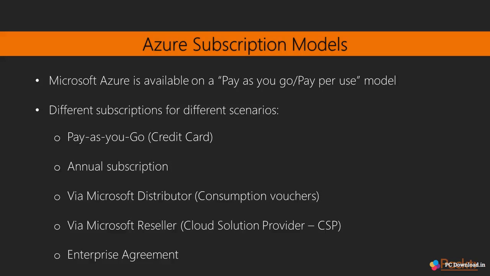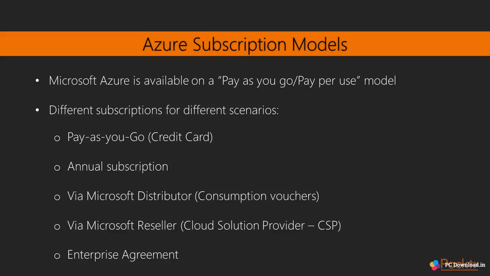It's like a water or electricity bill, if you want, where you pay by using a credit card. Another approach is using an annual subscription, where you agree with Microsoft to close an enterprise agreement. You specify a certain amount of consumption per year, and you allocate this amount of money to Microsoft. And then the billing can happen per month or per year if you want.